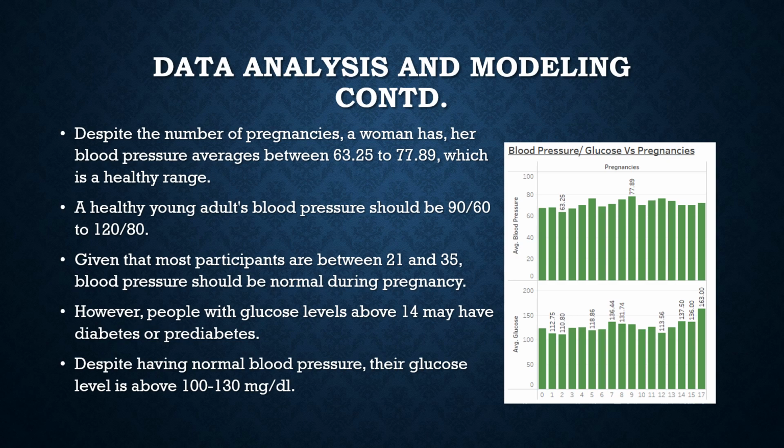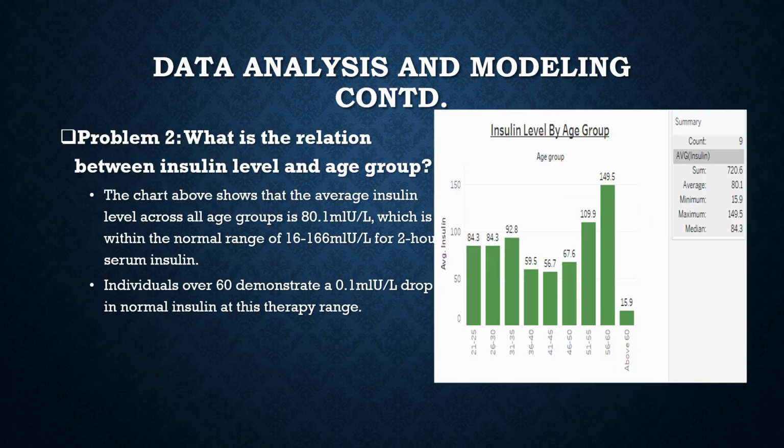Despite the number of pregnancies, a woman's blood pressure varies between 63.25 and 77.89, which is a healthy range. A healthy young individual's blood pressure should be in and around 90 by 60 to 120 by 80. Despite having normal blood pressure, the glucose levels are above 100 to 130 milligrams per deciliter.